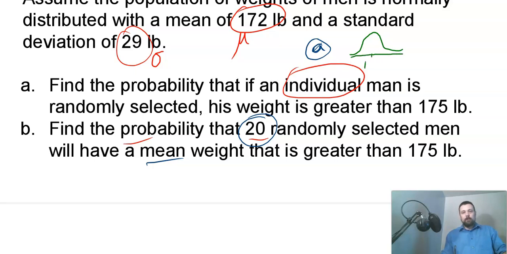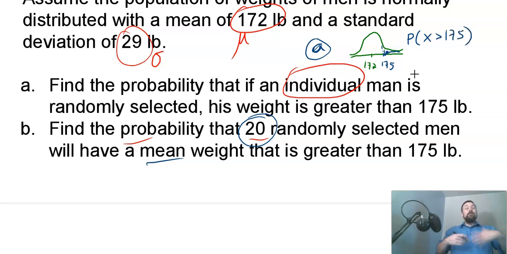Okay, so this is 172. That's the mean. 175 will be to the right of that, but I wouldn't really think of it as being too far into the right tail. It's just a little bit to the right. In fact, this is probably too much space between these two numbers, but I want to make it easy to read. And we want the probability that if we randomly select a man, his weight would be greater than 175. So I want to find the probability that X would be greater than 175.